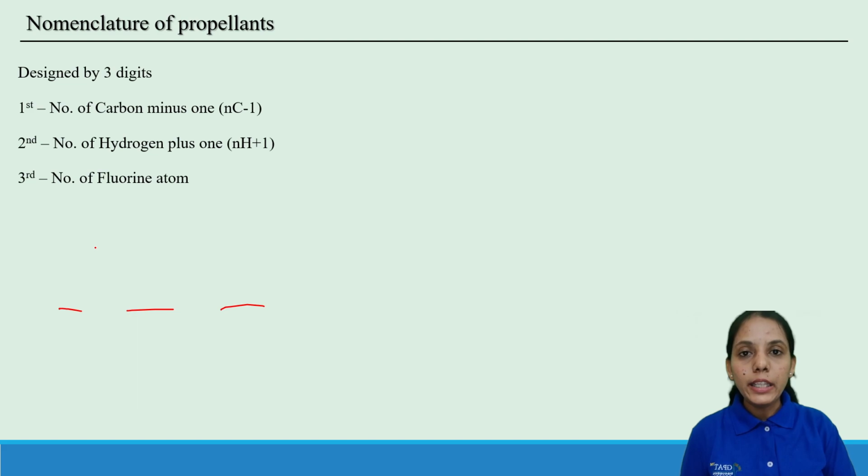For example, methane. We all know that methane has 1 carbon. So the first digit will be number of carbon minus 1. In this case, the number of carbon is 1, so 1 minus 1 will be 0. So your first digit will be 0. In case of methane, only 1 carbon, so 1 minus 1 is 0.